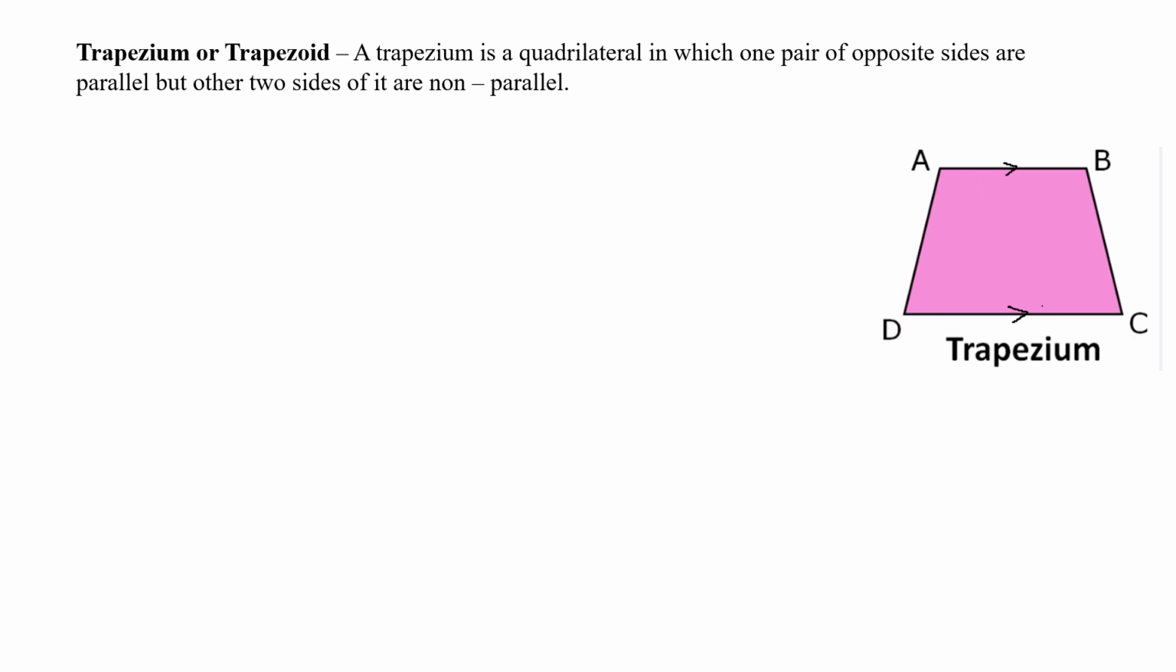This arrow mark tells that AB and DC are parallel sides. Why am I saying parallel? Because if you extend these two sides, they are never going to meet. But AD and BC are the non-parallel sides, because if you extend them further, they are going to meet. And moreover, if you see this gap, it is not the same throughout. Here the width is more, and here the width is less. So a trapezium will have only one pair of parallel sides.